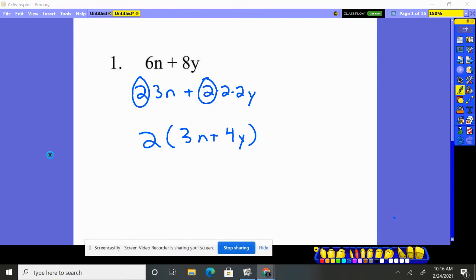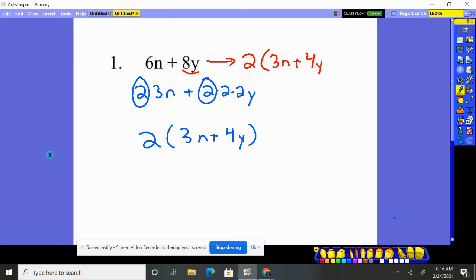But let's say that you just want to look at it and say, hey, 6n plus 8y, I can see a 2 is the only thing that factors out. So 2 times what gives me back my 6n? Well, that's 3n. And now 2 times what gives me back my 8y? Well, that's going to be 4y. Either method is fine. Personally, this is the method most of us would go with. But since we're starting this out, we might need to see exactly what's occurring, which is that.